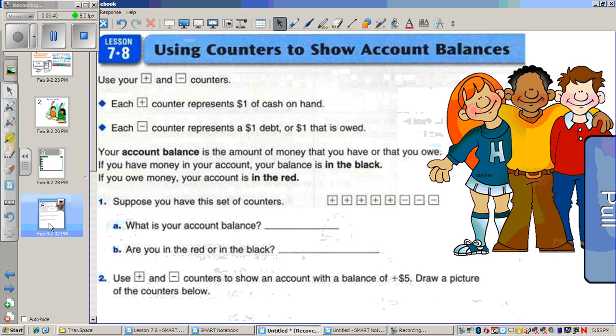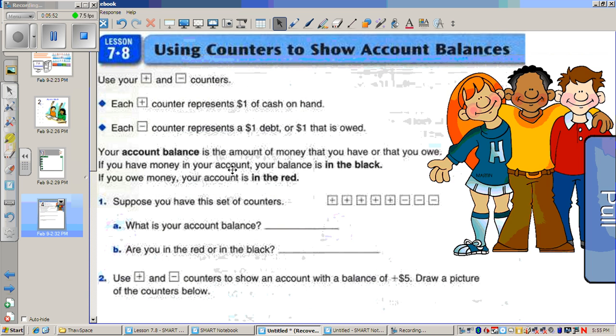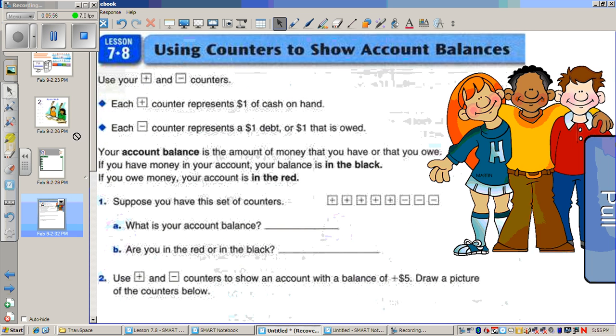Okay. Now it says use plus and minus counters to show an account with a balance of plus 5. Draw a picture of the counters below. So what are you going to do to make that possible? Okay, and then here's what I'd like you to work on for class then.